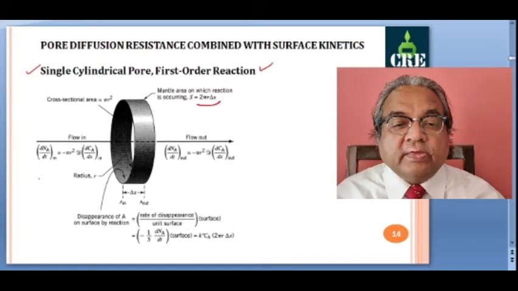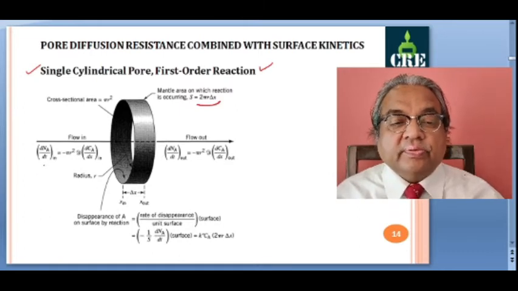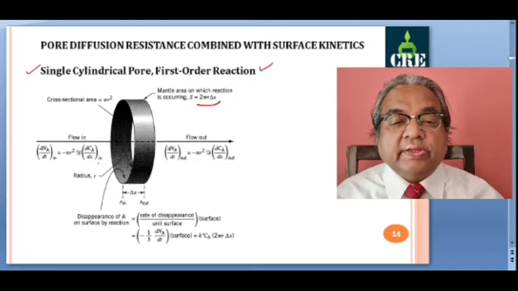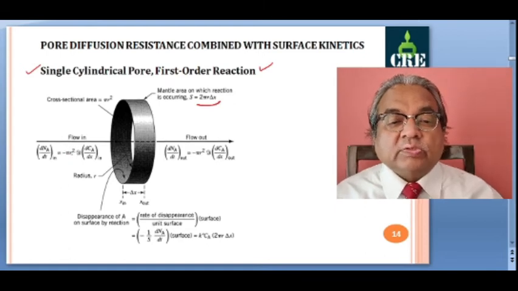So what is entering? dNA by dt, the number of moles per unit time entering, is equal to the cross sectional area into the rate of diffusion, so D into dCA by dx in, with minus sign. If I multiply this by the cross sectional area pi r square, I get dNA by dt in. Similarly, dNA by dt out is equal to minus pi r square D into dCA by dx out. So entering and leaving.